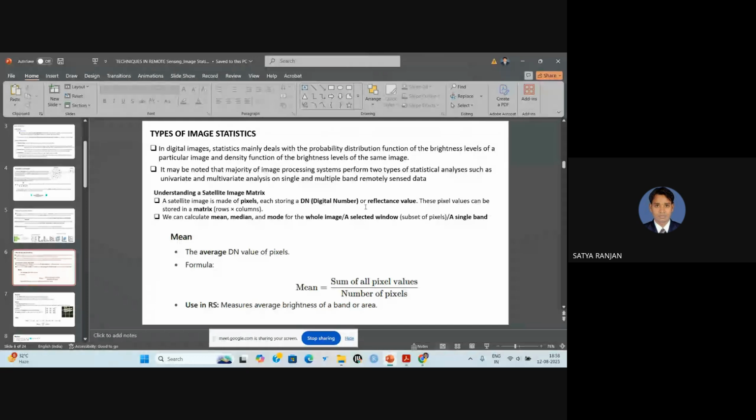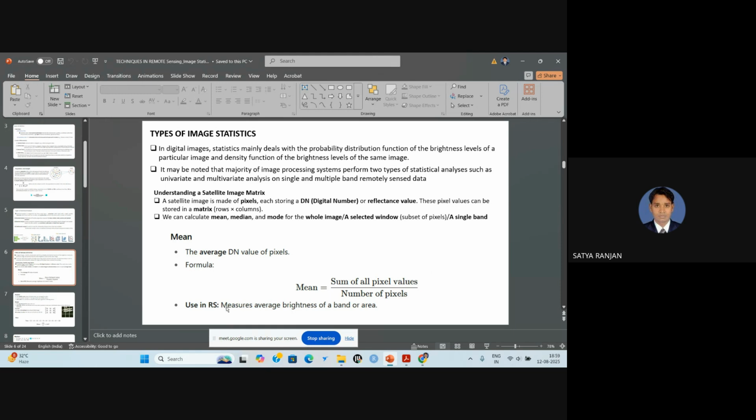So in remote sensing, when we say mean, median, mode, it means the values are the digital number or the reflectance value of the satellite image. So for estimation of different calculations or for giving brightness to the satellite image, different statistical measures like mean, median, mode are calculated. So this is the mean. The formula is the sum of all pixel values divided by the number of pixels.